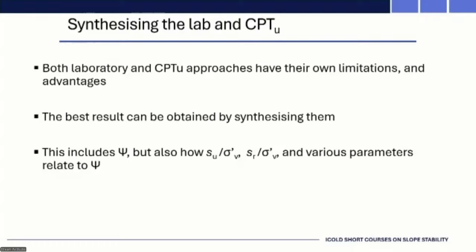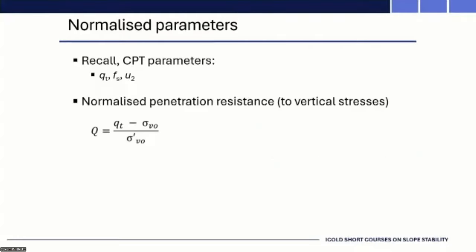Now, each of those approaches, laboratory methods, in situ methods, they've got their limitations quite clearly, but perhaps by going backwards and forwards between them, we can improve the predictive capability and also the peak and residual strengths. Now, we talked about this earlier. We've got the corrected tip resistance, the sleeve friction, and the dynamic pore pressure, the U2. Our normalized penetration resistance, we met earlier, just using total and effective vertical stresses.